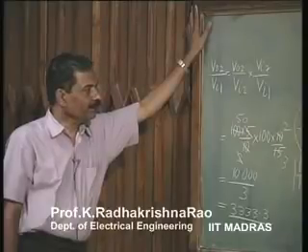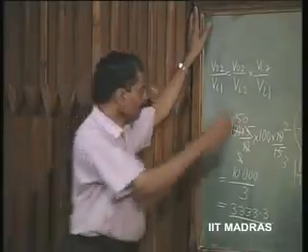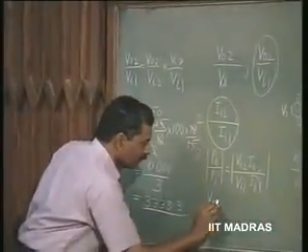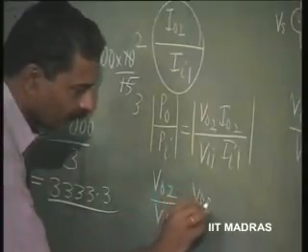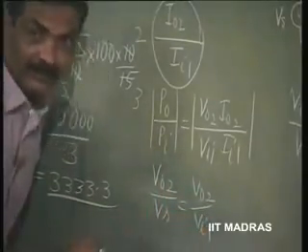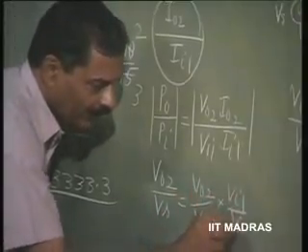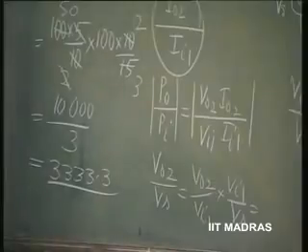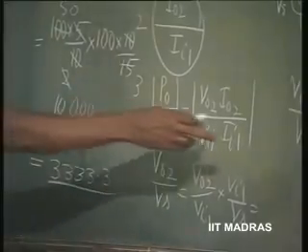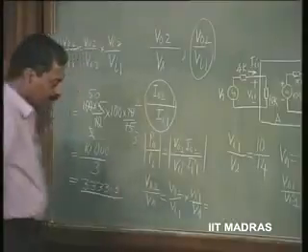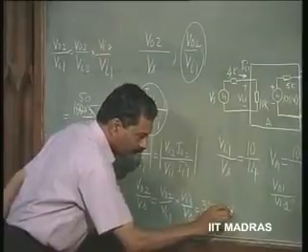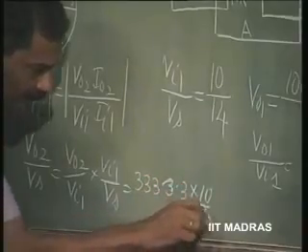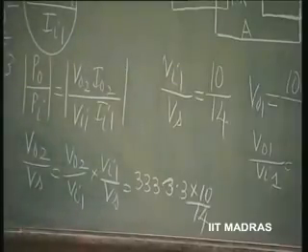And if we want V naught 2 by Vs, we know that V naught 2 by Vs is nothing but V naught 2 by Vi1 into Vi1 by Vs. Which we have already evaluated, Vi1 by Vs is 10 by 14, and therefore, this is 3333.3 into 10 by 14.